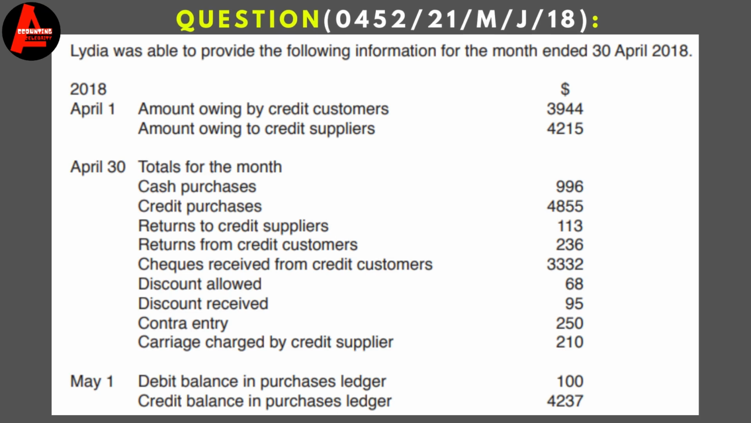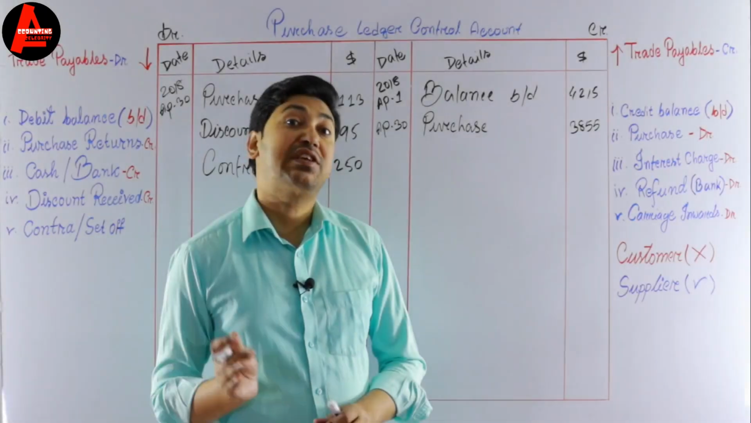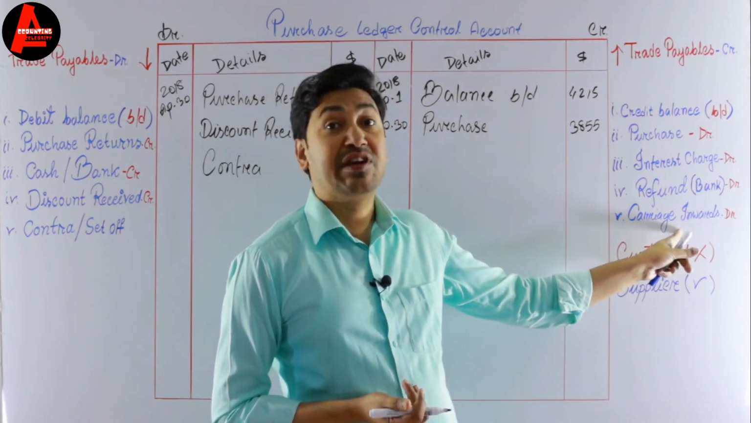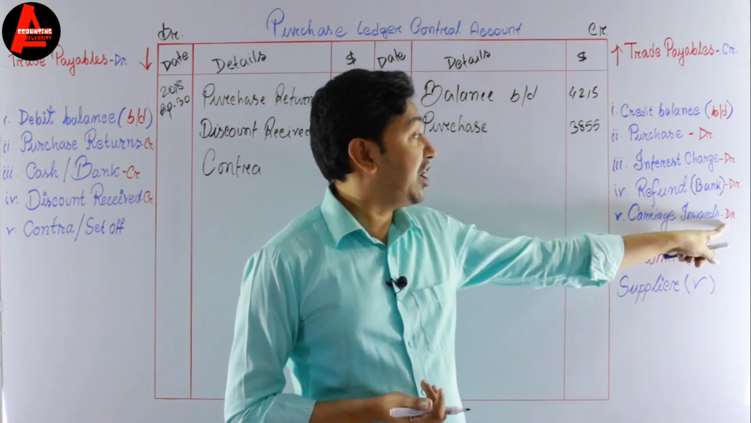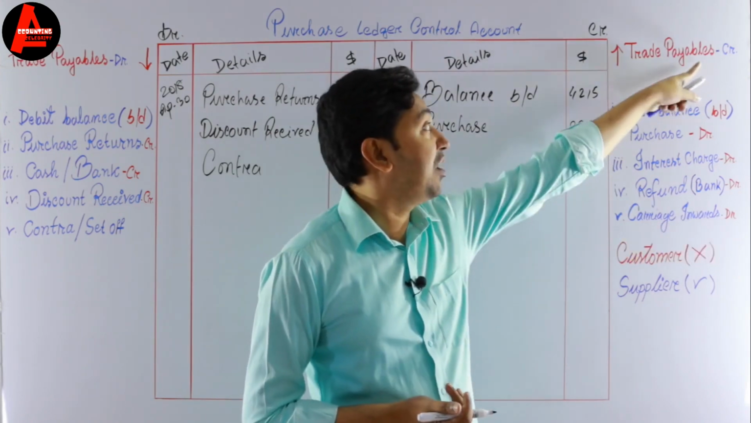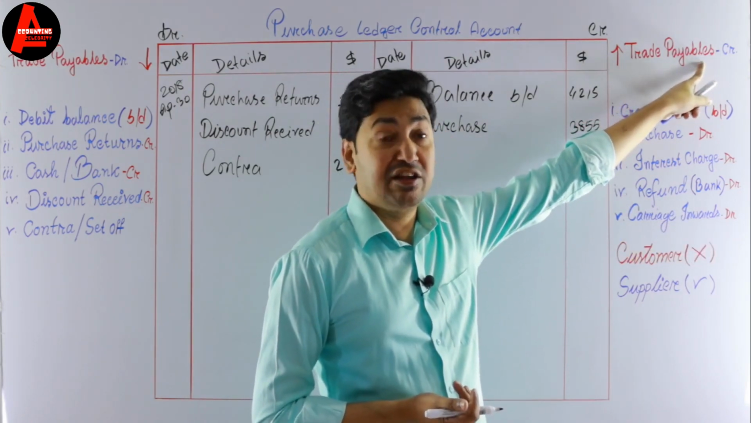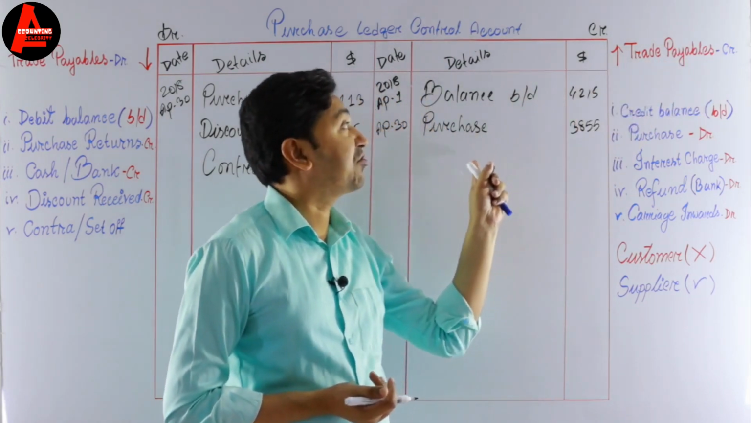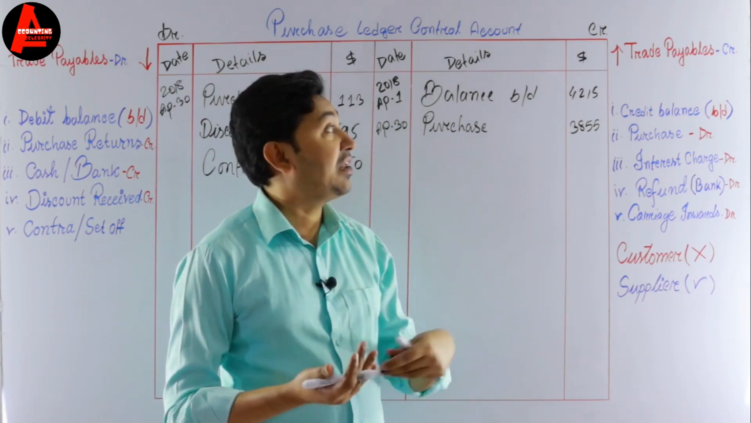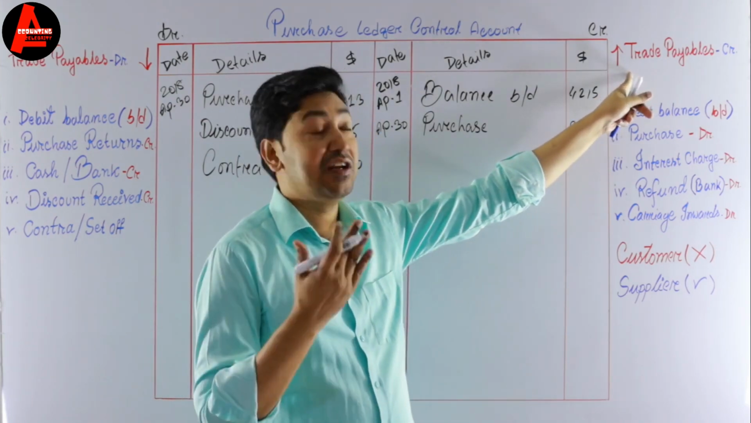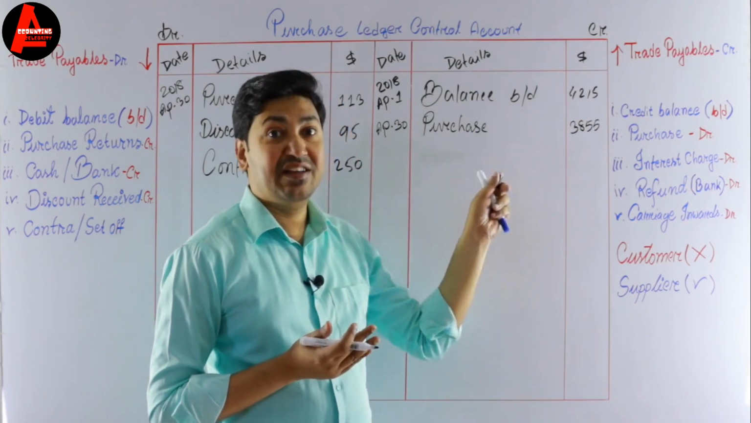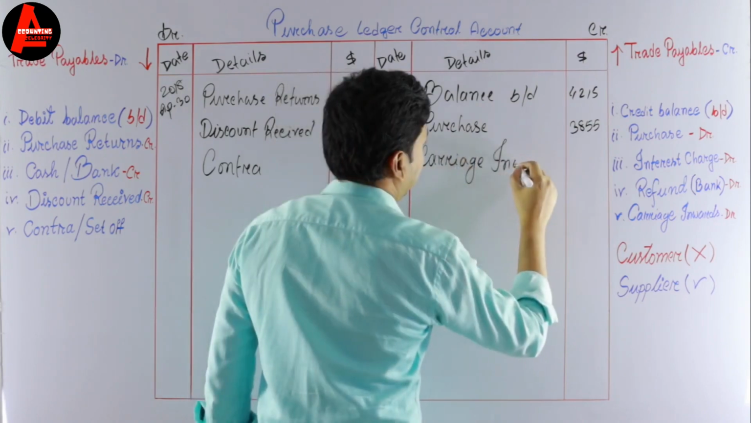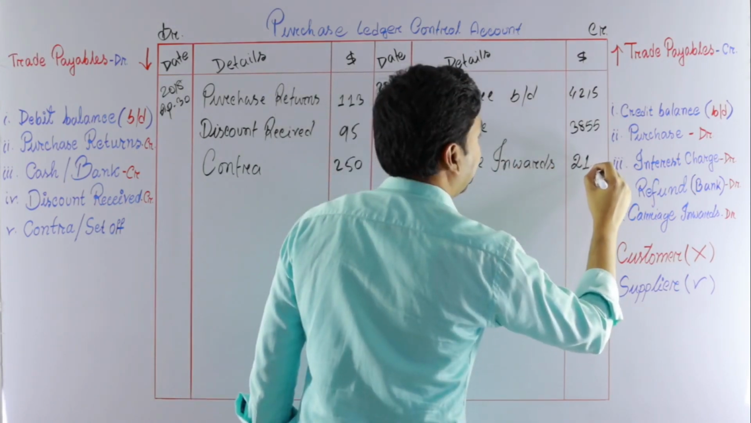The last transaction here in the question, carriage charged by credit supplier. Yes, we know supplier item will come. So carriage, which side will it come? It's an expense, so carriage will be in the debit side. So what is the double entry? Carriage inward to be debited and trade payables to be credited. So we are doing trade payables ledger control account, it is credit, so we have to record in the credit side. If you think the other way, the trade payables are increasing, so we record here. Let us write carriage inwards, it is 210.